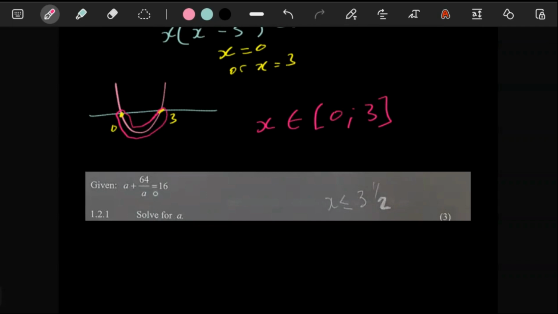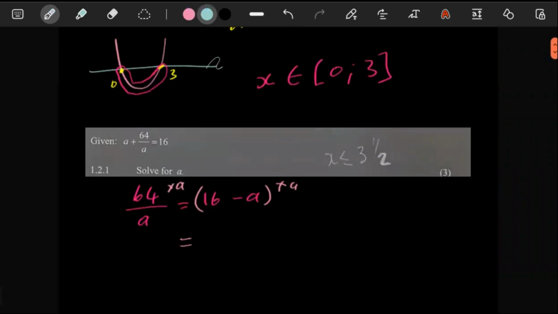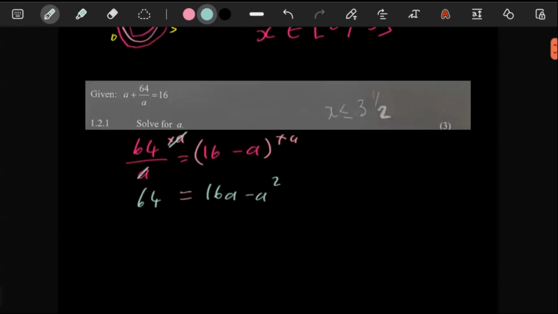Because the a is down here, it's making things a bit weird. So what I'm going to do is take the a to the other side. The reason for doing that is because we want to multiply both sides by a. If you multiply this by a, and multiply this by a, this a cancels the a at the bottom there, then you have 64. And then here you have a times 16 is 16a, a times negative a is negative a squared.